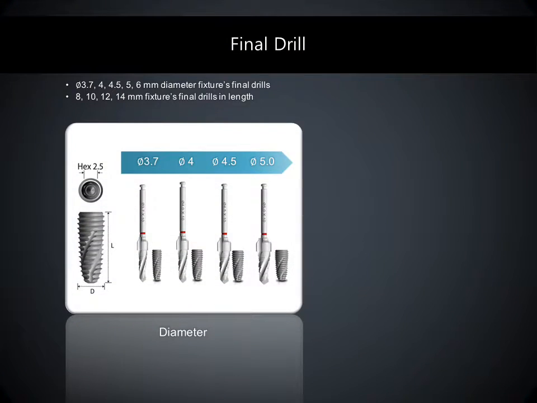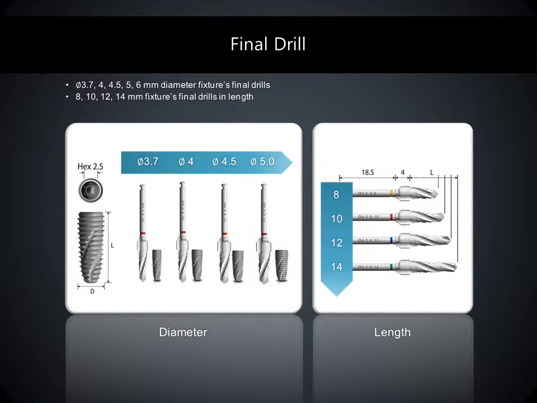The final drill is composed of 3.5, 4, 4.5, 5, and 6 mm final drills according to fixture diameter, and 8, 10, 12, and 14 mm final drills in length. On the shank of the drill, the final drill of 4.0 mm width and 10 mm length is marked as 4.0 by 10.